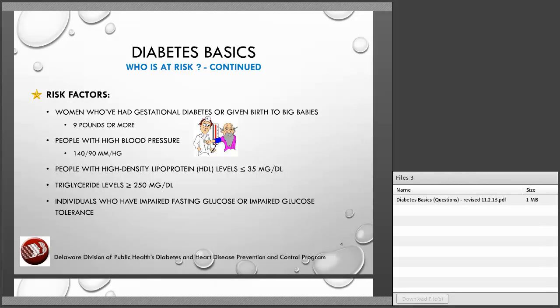Some more risk factors include women who have had gestational diabetes or given birth to very large babies, 9 pounds or more, people with high blood pressure, people with low good cholesterol and high bad cholesterol, and individuals who have an impaired fasting glucose or impaired glucose tolerance, and those are both blood tests measured.